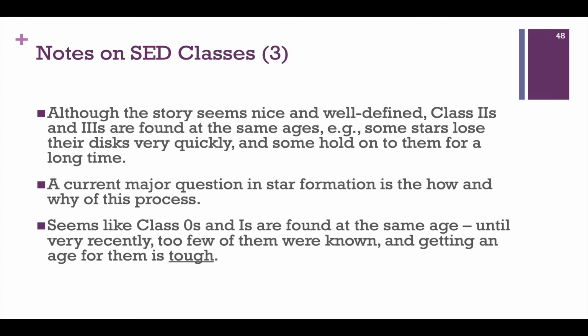Class 2s and 3s are found at the same ages. So some stars lose their disks very quickly and some don't. We don't know why. As far as we can tell, class 0s and 1s are found at the same age, which is really strange. It's very hard to figure out what's going on.